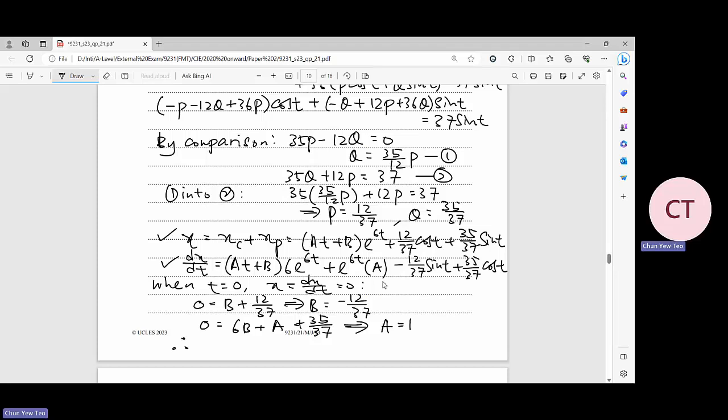So therefore, your final answer, your x will be a plus b, that is 1 minus 12 over 37, multiplied by e to the power of 6t, plus 12 over 37 cos t, plus 35 over 37 sin t. That will be your final answer for these equations. Okay.